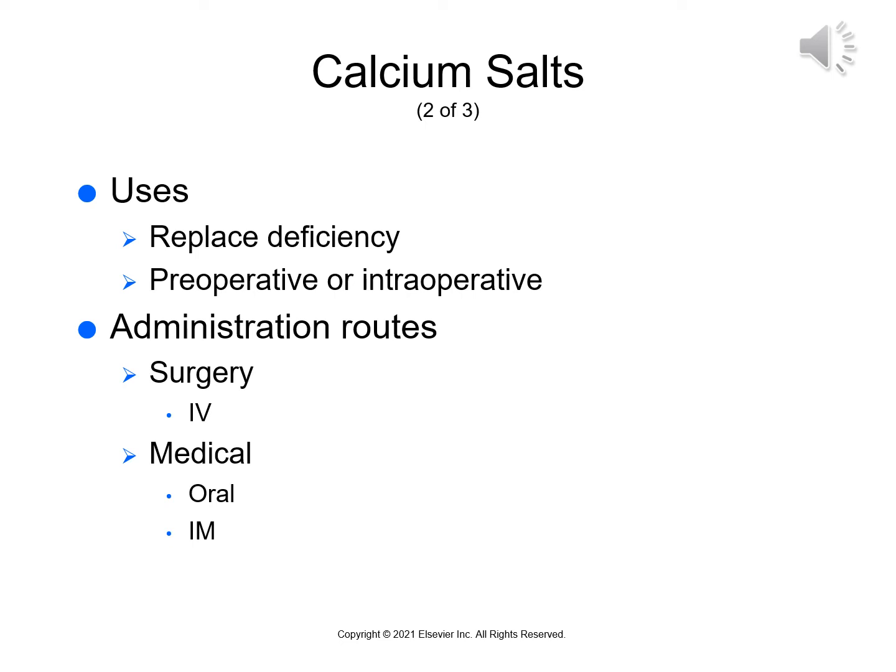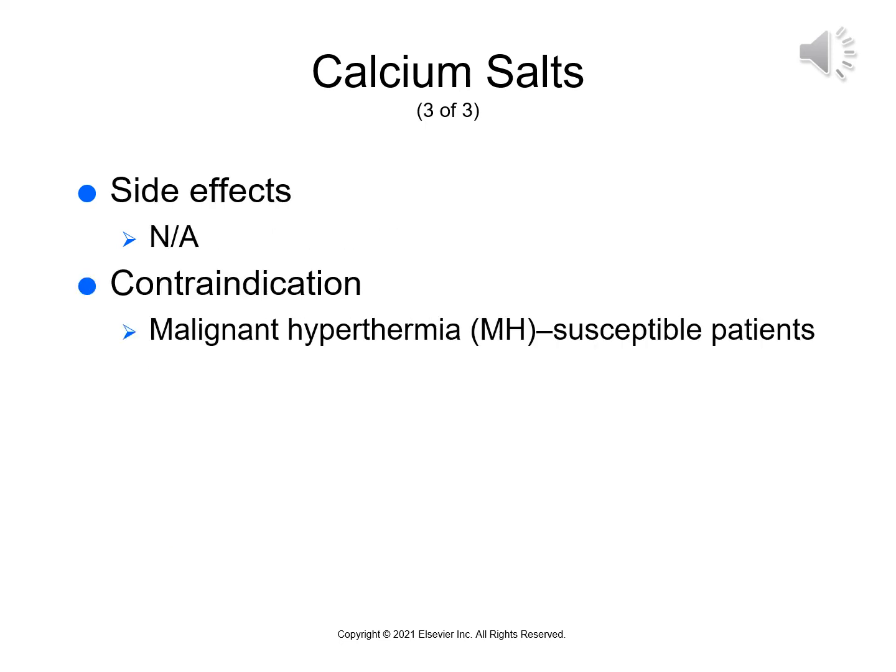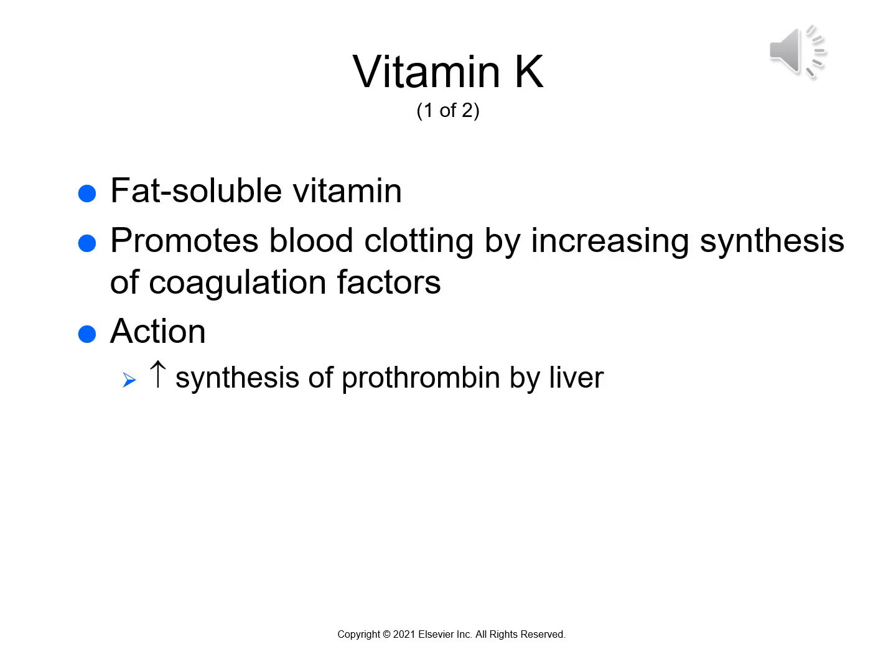In the medical setting, calcium may be given orally or intramuscularly. So patients with malignant hyperthermia, or MH, should not be given calcium salts because that condition causes increased calcium release from muscle cells. Okay, so on page 123, under caution at the top, it says calcium salts are not given to patients with a history of malignant hyperthermia because one aspect of MH is increased calcium release from muscle cells. So make sure that you know that, just to reiterate.